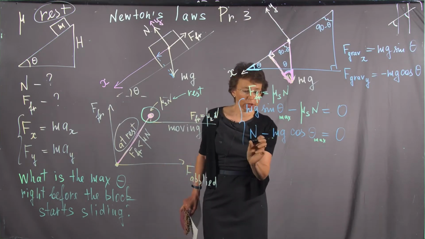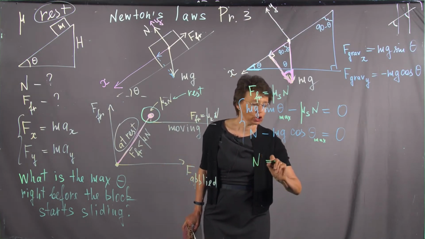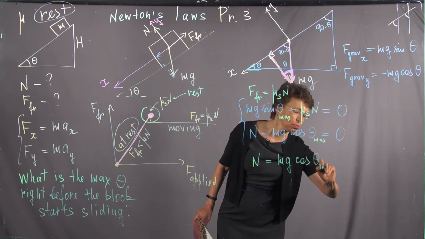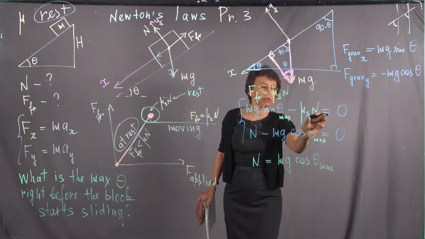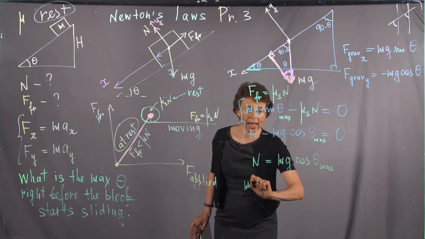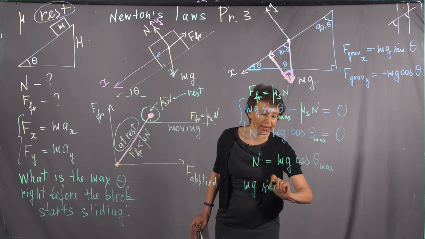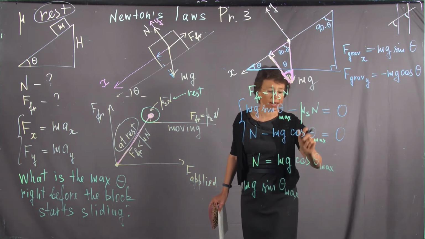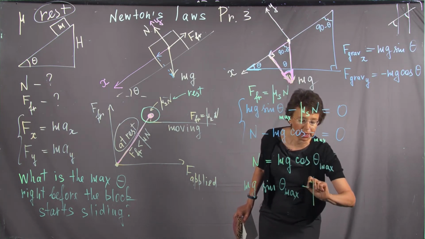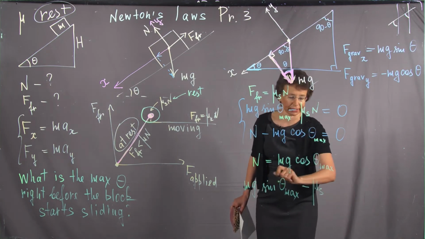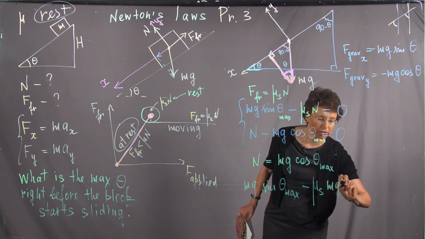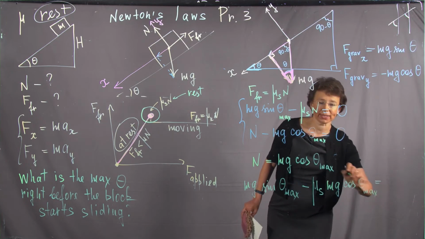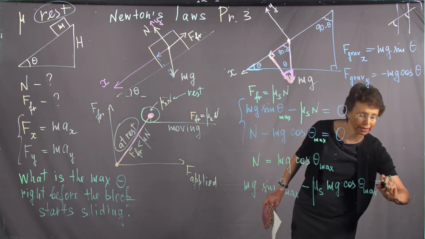So let's express the normal force from the second equation. It is mg cosine theta maximum. And now I bring it into my first equation. I will have mg sine theta maximum minus mu static N, which is mg cosine theta maximum, and this is equal to 0. The block is still at rest.